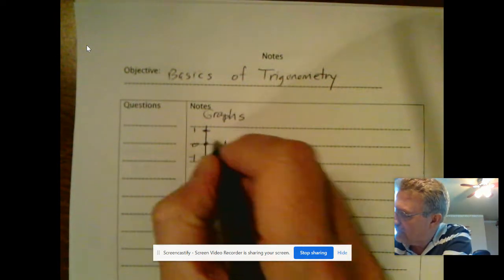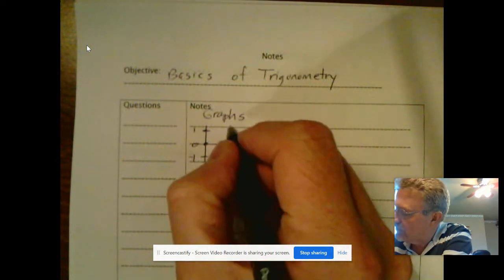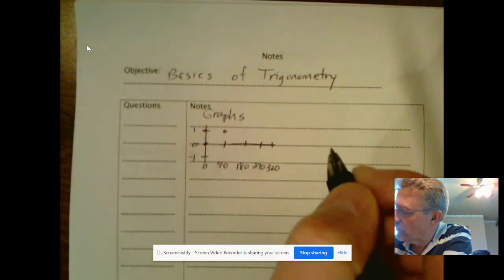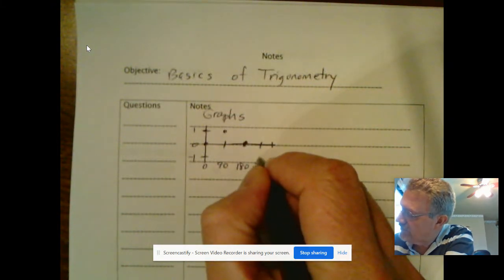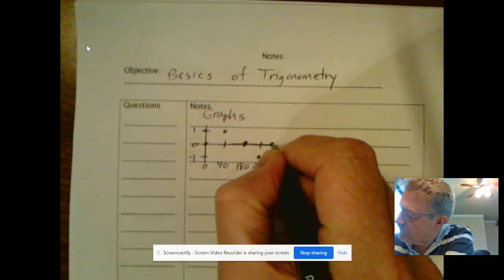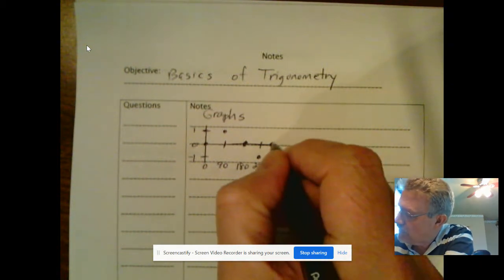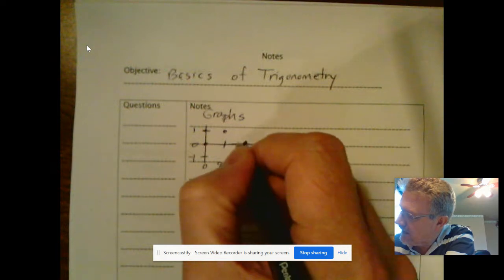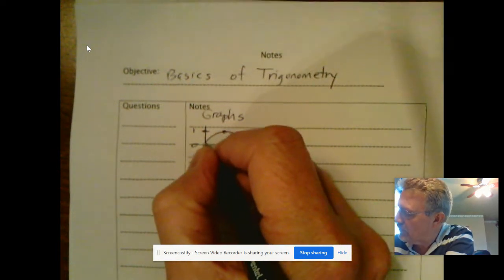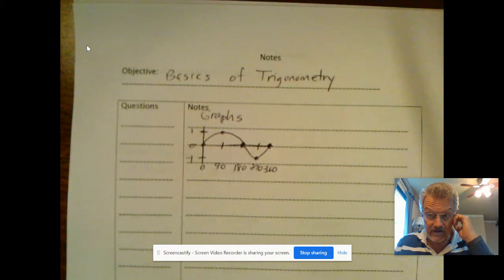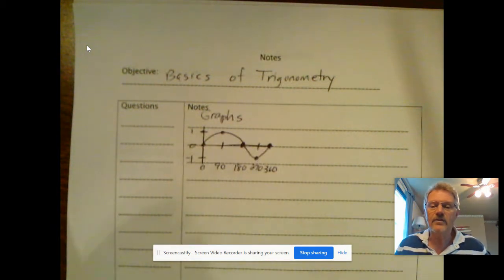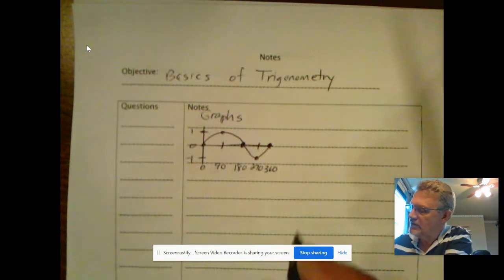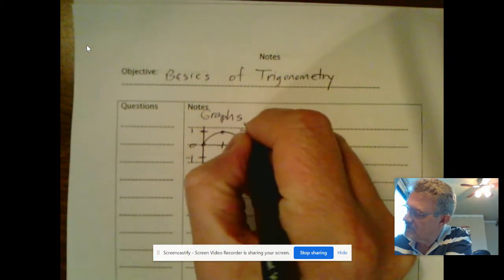So the sine graph: sine of 0 is 0. Sine of 90 is 1. Sine of 180 is 0. Sine of 270 is -1. And sine of 360 is 0. So when you connect these dots and you're drawing these graphs, there's a couple things you need to remember. The first thing is that it's a function, so it should pass the vertical line test. And the other thing is that there's curves, they're not straight lines. So this is y equals sine x.